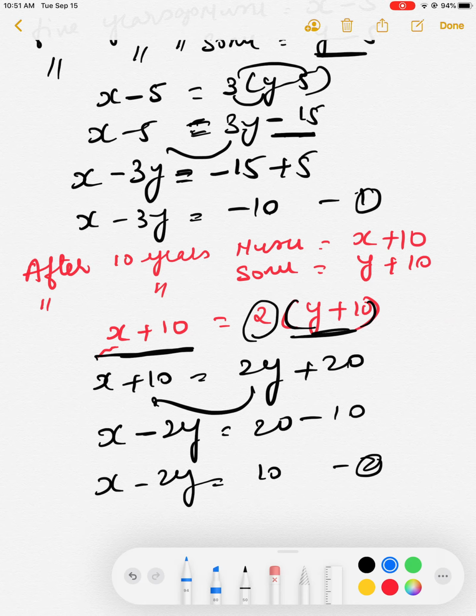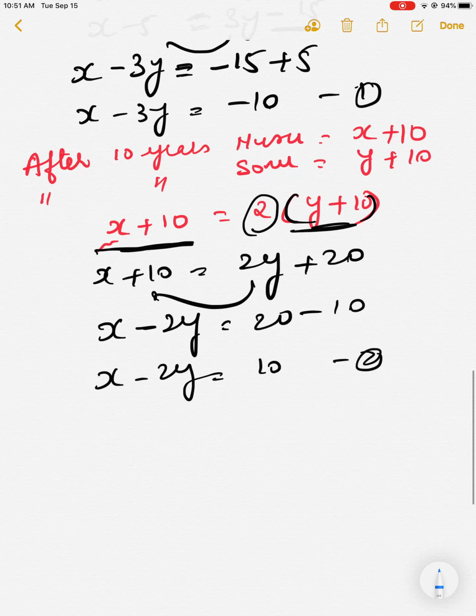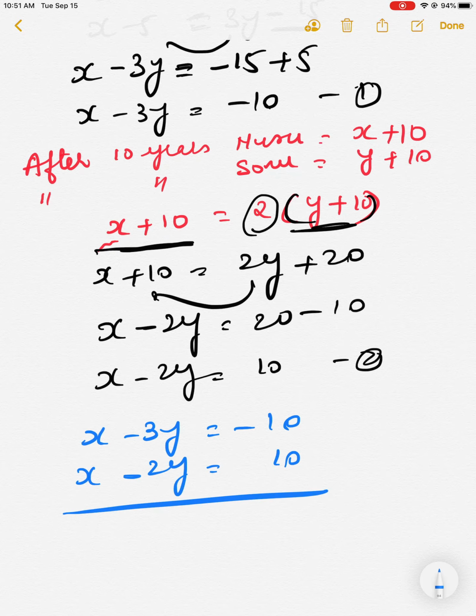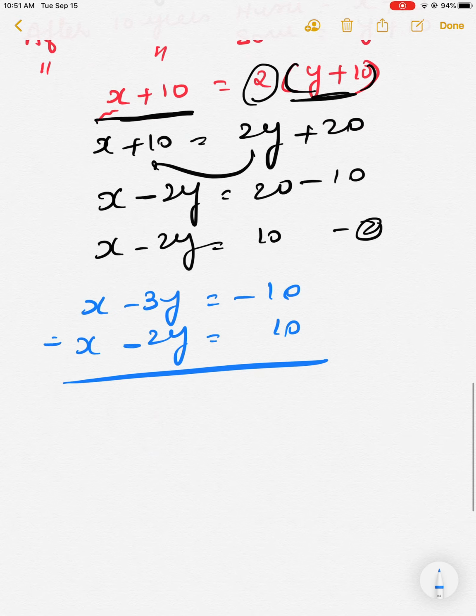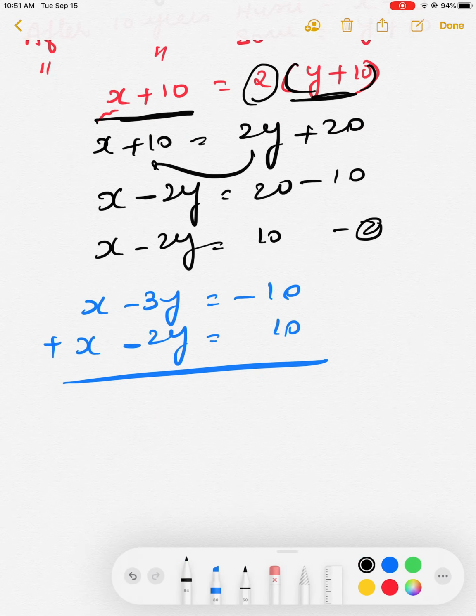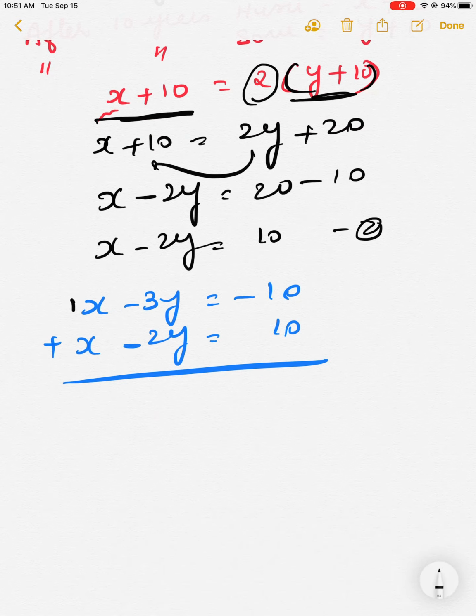Now what was our first equation? First equation was x minus 3y is equal to minus 10, and the second equation x minus 2y is equal to 10. Okay, now the coefficients here are already equal, 1 and 1. We just have to change the sign. Now this plus will become minus, this minus will become plus. Now directly x will be cancelled.